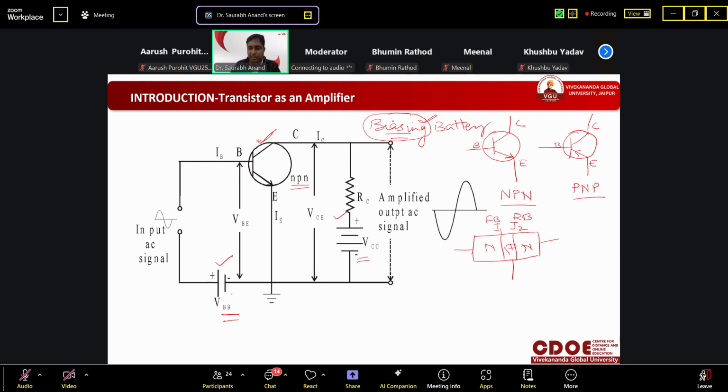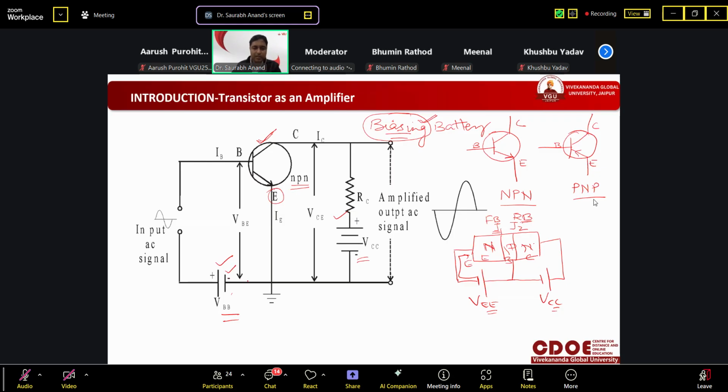For making this junction forward biased, this N should be connected with the negative terminal of the battery like this. And for reverse biasing, this N should be connected with the positive terminal like this. So this is battery VEE, and this is battery VCC. Why VEE? Because this is the emitter region, this is the base, this is the collector. For the emitter it is EE, for the collector it is CC. This negative is connected with the emitter terminal. The emitter is here, so this negative is on this side.